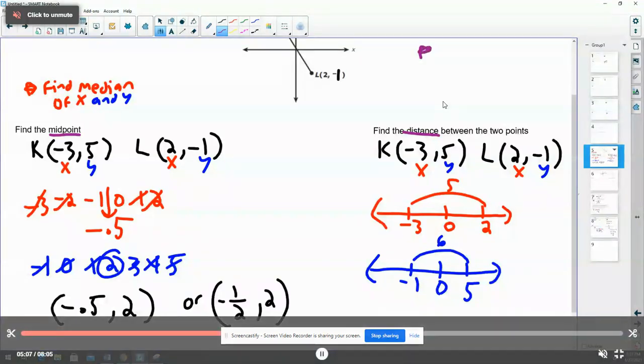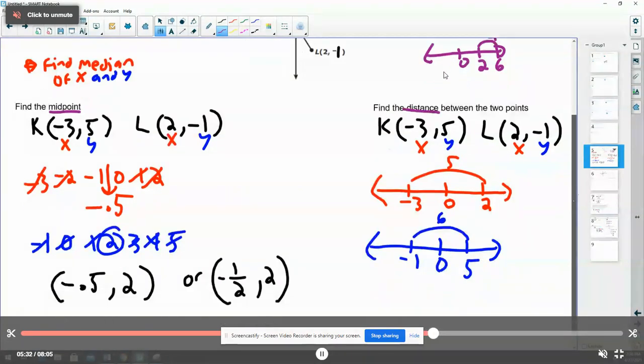And a little side note, if they're on the same side as 0, we're going to subtract the numbers. So if we had 0, 2, and 6, like let's say for some reason we had 2 and 6, this distance between 2 and 6 is 4, because they're on the same side as 0. So 6 minus 2 would be 4. It'd work the same way if we had -6 and -2, which I'll show in a minute.